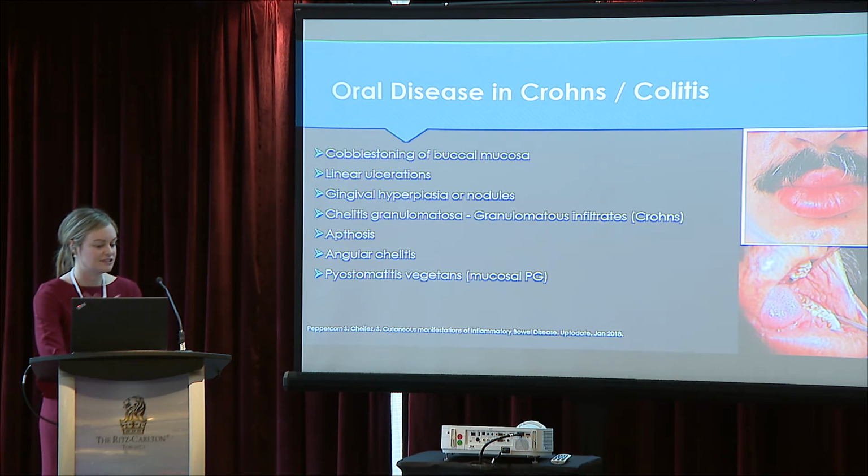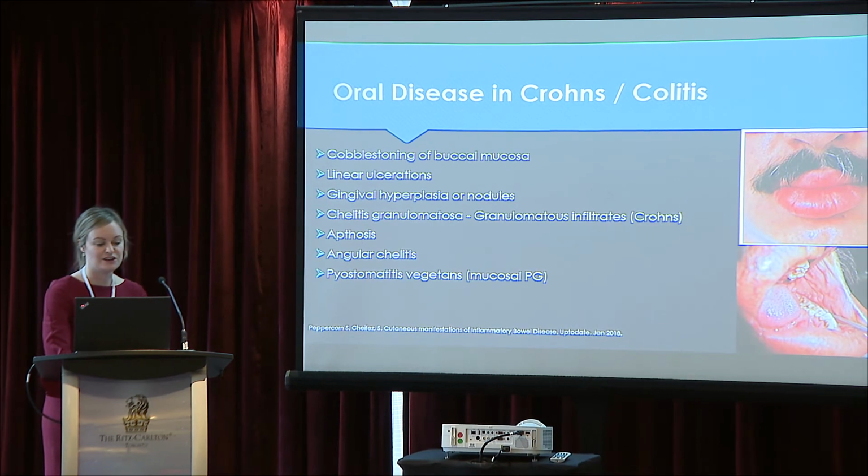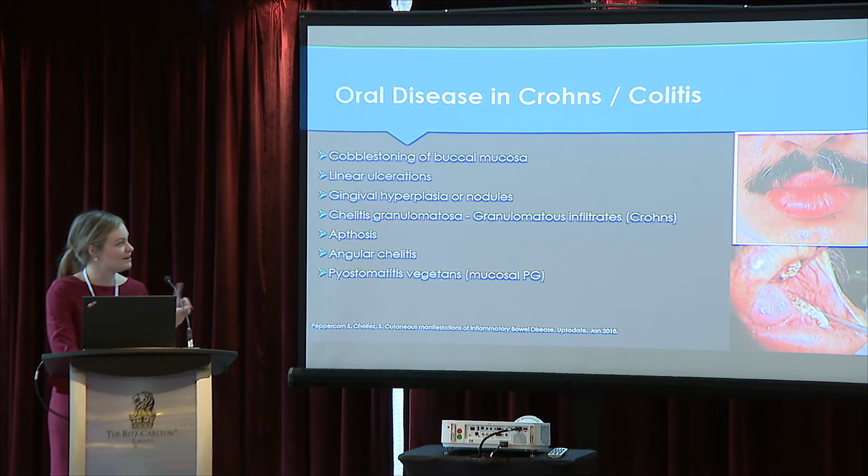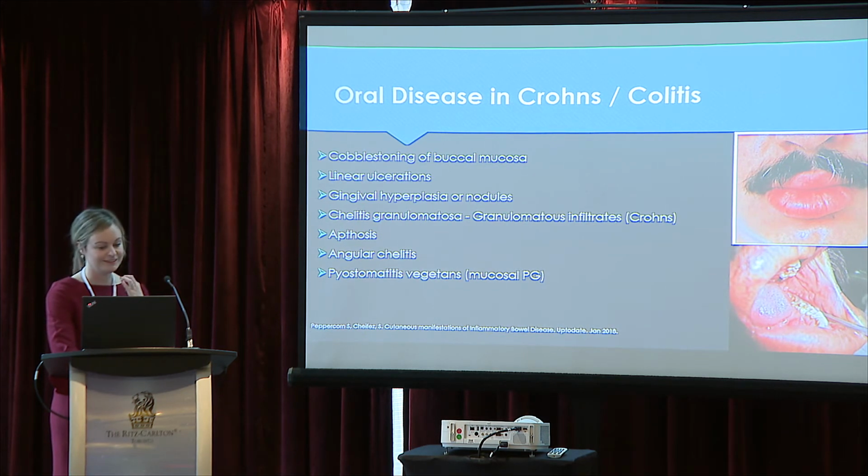Linear ulcerations of the oral or the genital mucosa is another thought to be a pathognomonic sign for Crohn's. Gingival hyperplasia or nodules of the gingiva, cheilitis granulomatosa. So that's the photo on the top. So those lips are so swollen, and if you were to biopsy that, that would also show these granulomatous infiltrates. So this condition is called Melkersson-Rosenthal.